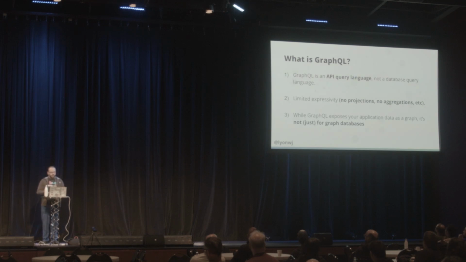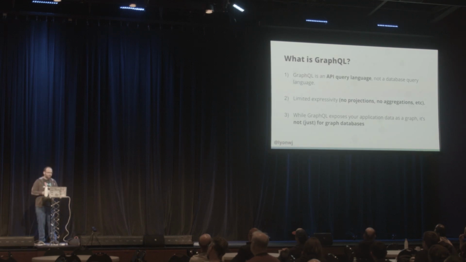Like I said, GraphQL is an API query language, not a database query language. It lacks a lot of semantics from things like SQL and Cypher, so we can't do projections, aggregations, these kinds of things are not built into GraphQL. GraphQL exposes our data as a graph, but we can really use it with any data layer. We can even wrap existing REST APIs, we can call out to really any data layer in a GraphQL API, and oftentimes one of the benefits of GraphQL is that we can combine data from multiple sources into one unified GraphQL schema.